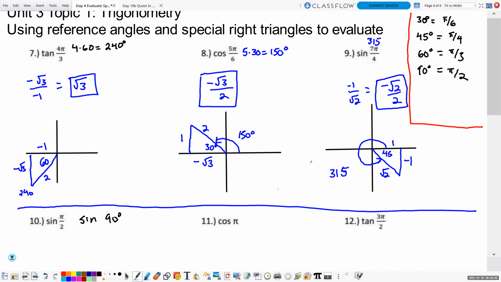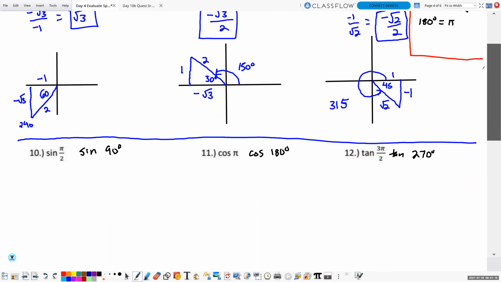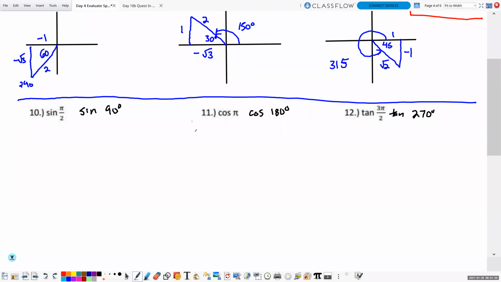Cosine of pi, well, 180 is pi. So this is just asking us for the cosine of 180. And tangent of 3 pi over 2, well, 3 times pi over 2, 3 times 90, this is just the tangent of 270. What's special about these 3? These 3 are quadrantal angles. I'm going to write that down. That was one of our vocabulary words from Thursday.